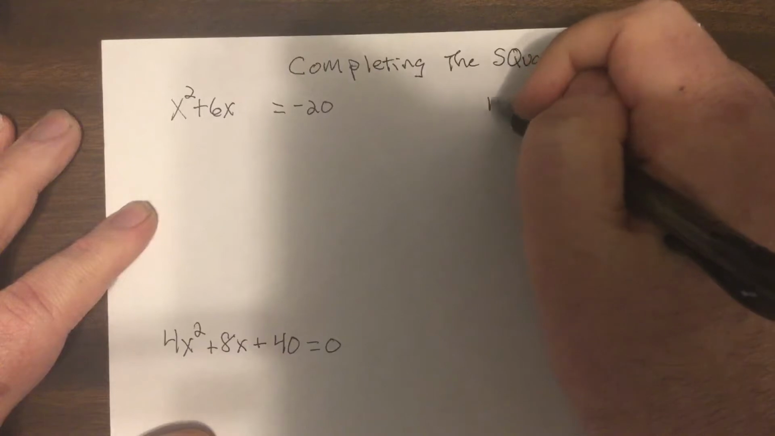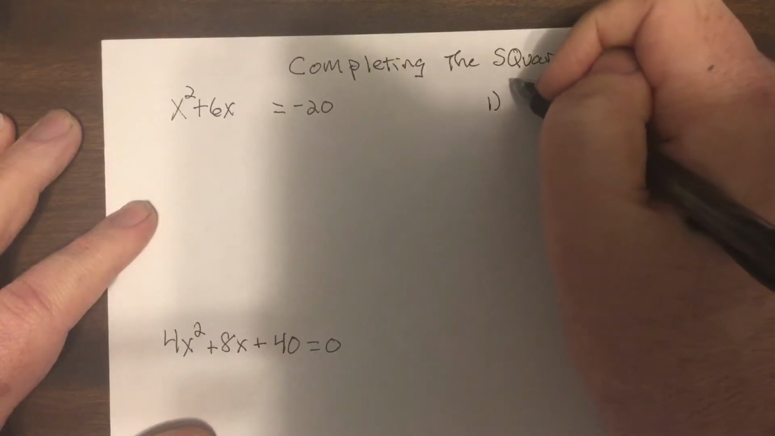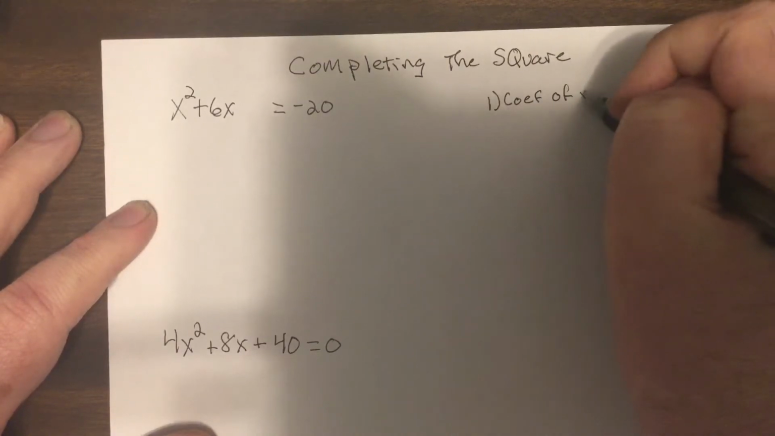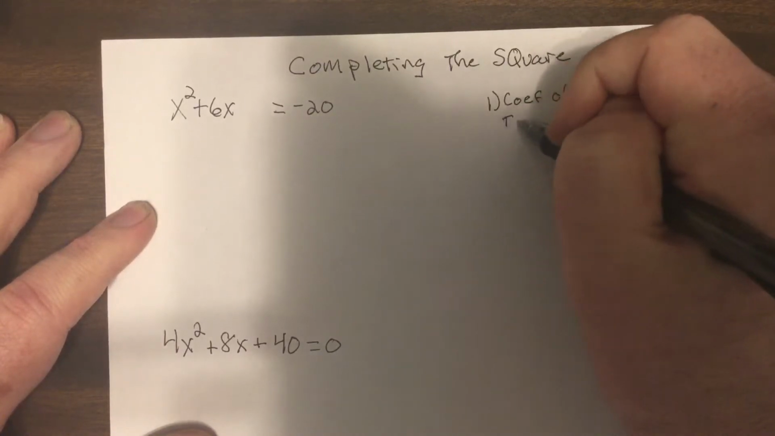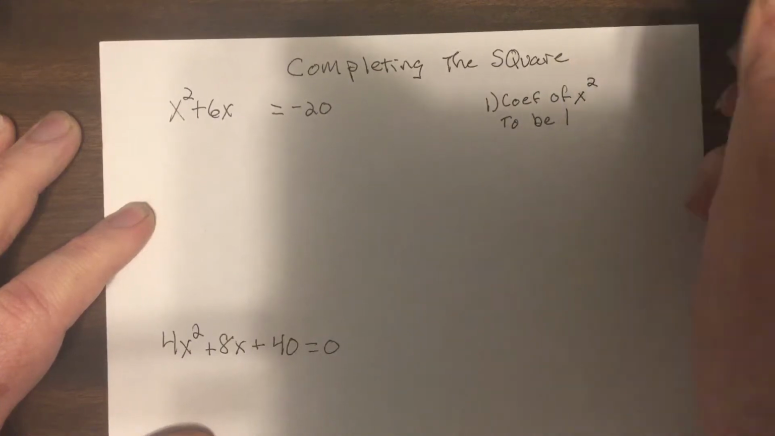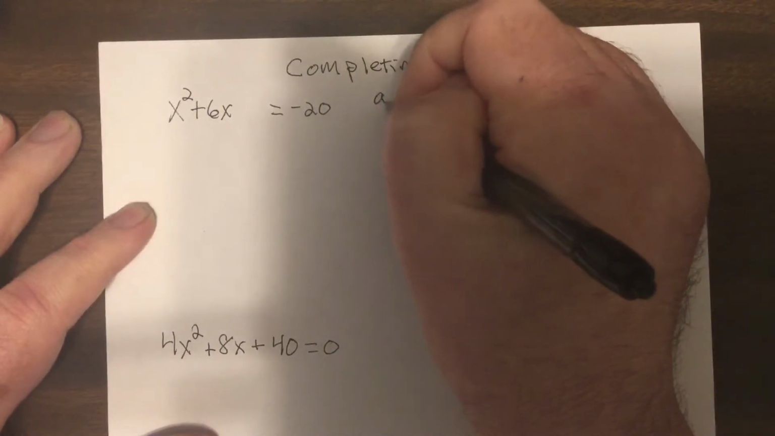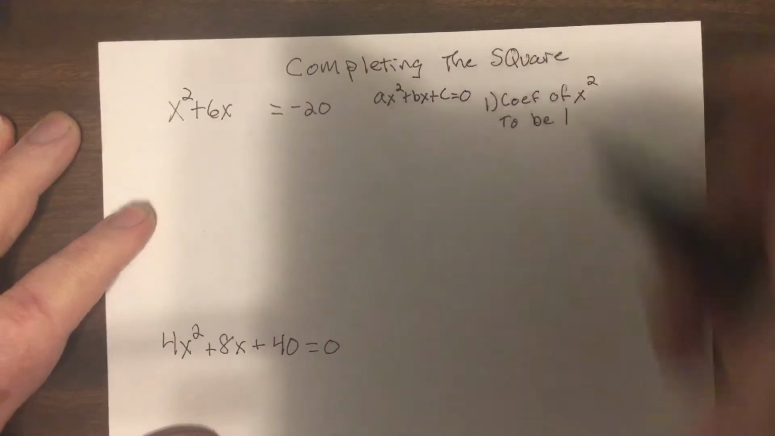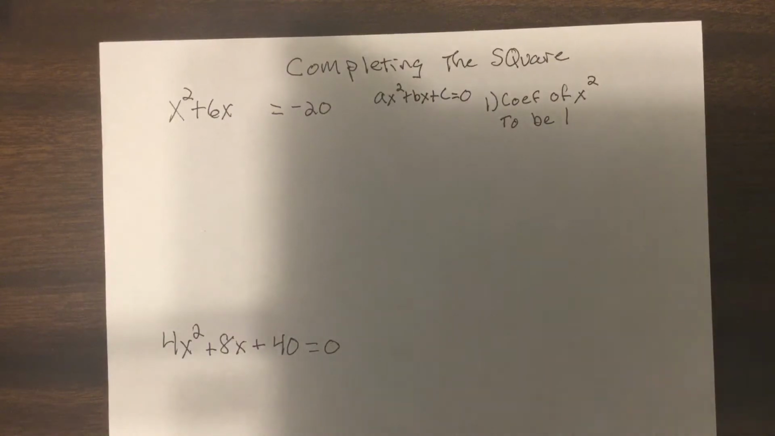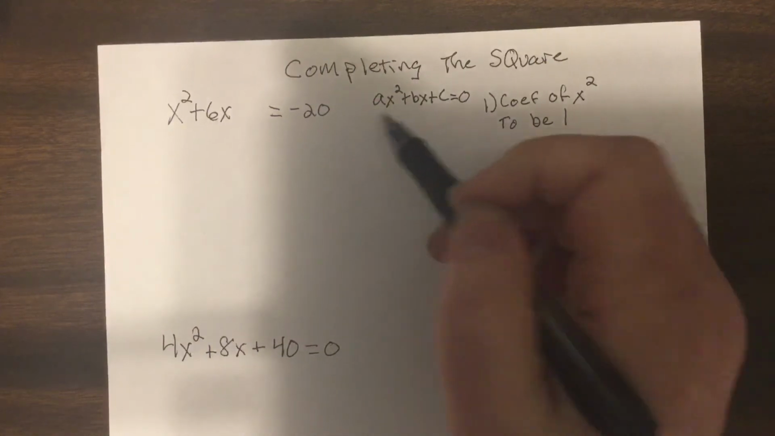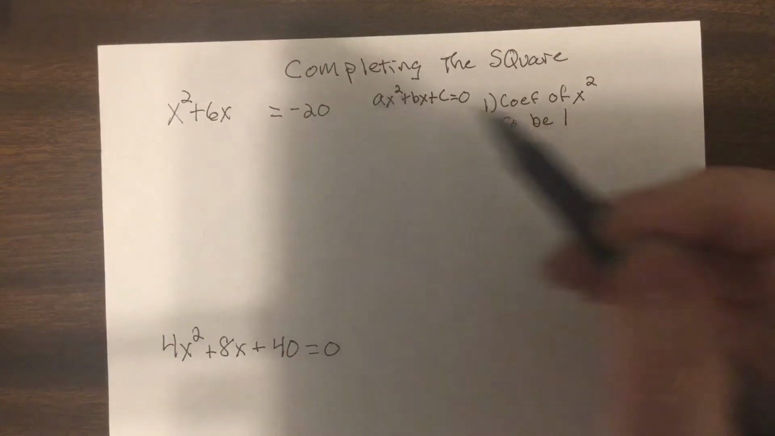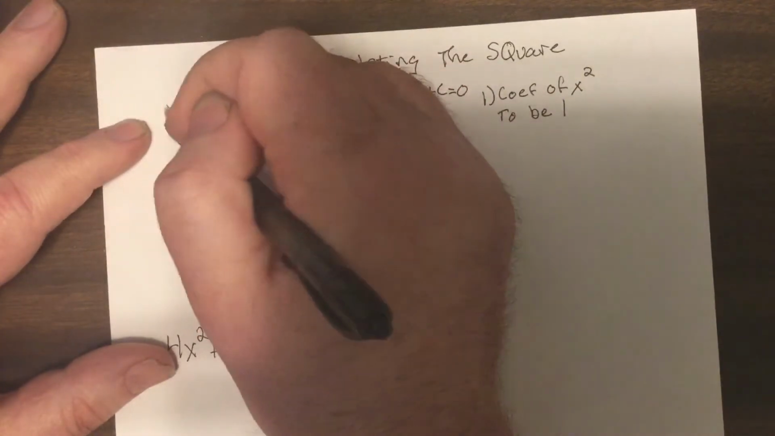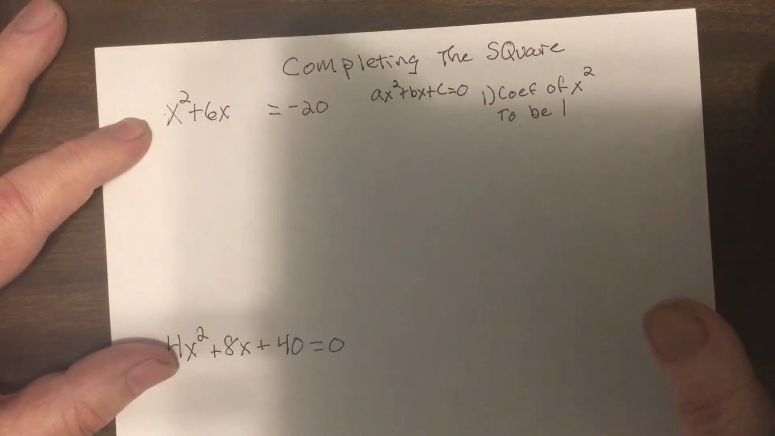Completing the square. The first step you have to do is to get the coefficient of x squared to be 1. Now, a generic equation is ax squared plus bx plus c equals 0. That's the generic quadratic equation. So you could say divide both sides by a, but I said the coefficient of x squared. So we already have 1 there, so I can skip that step.